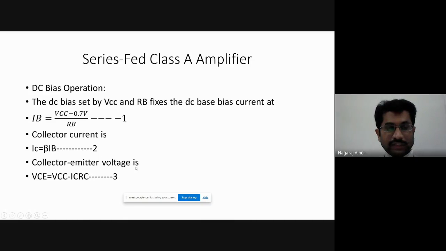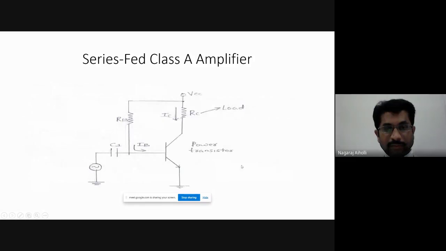Next, let us write the equation for collector to emitter voltage. What is the collector to emitter voltage? Considering emitter, base, collector clockwise, the voltage between the collector terminal and the emitter terminal is VCE, the collector to emitter voltage.